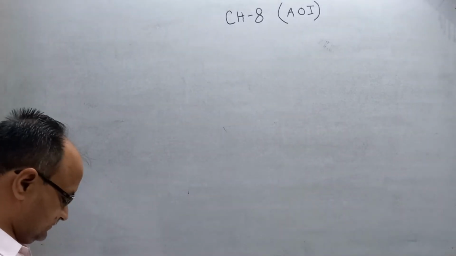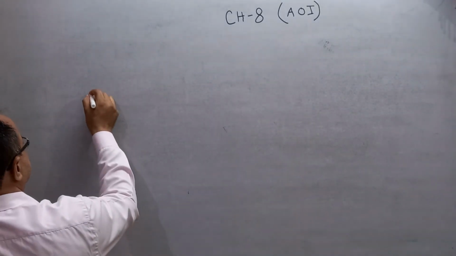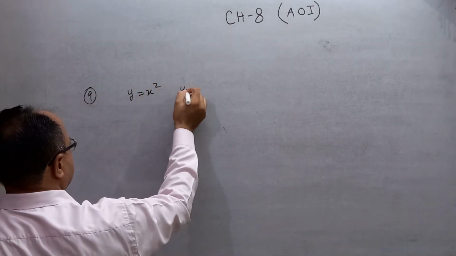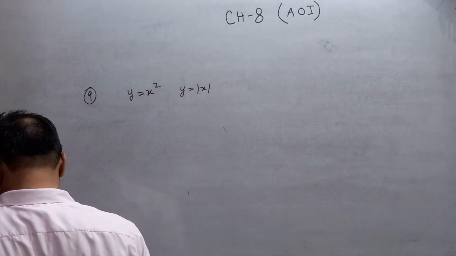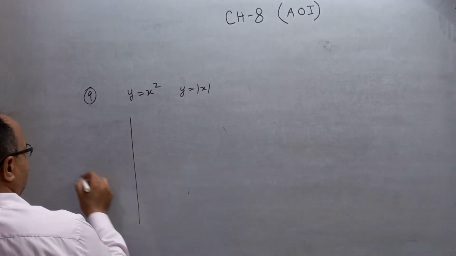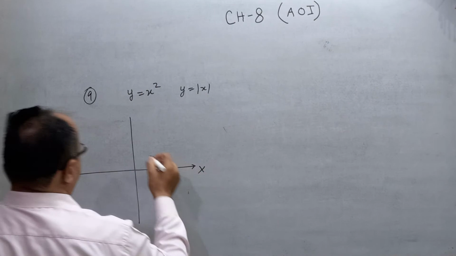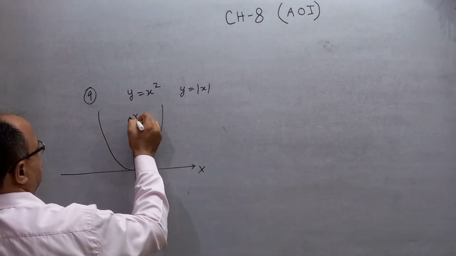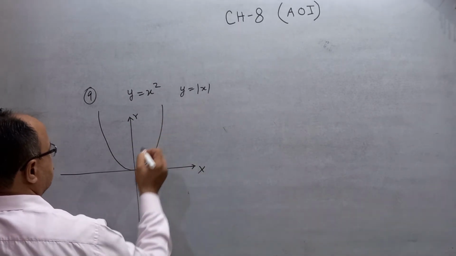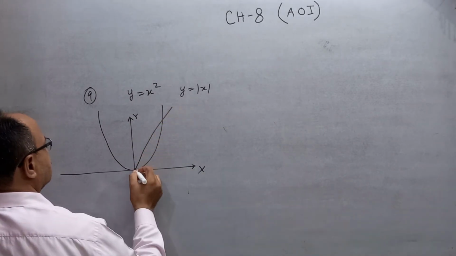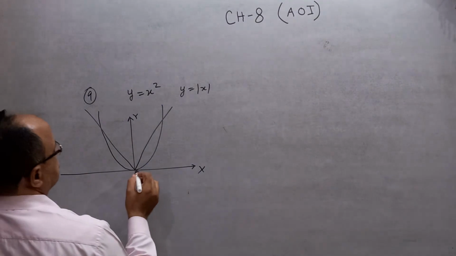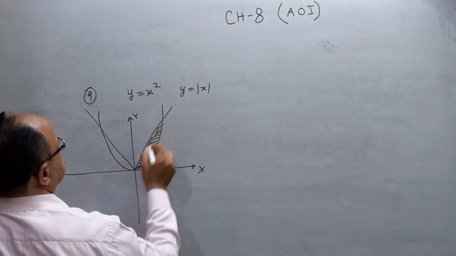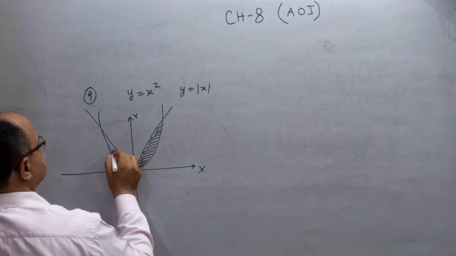Now question number 9. y is equal to x square, y is equal to mod x. Simple question. y is equal to x square means an upward parabola, and for mod x the critical point is 0, so you can draw the graph. You want to find the area of this portion.